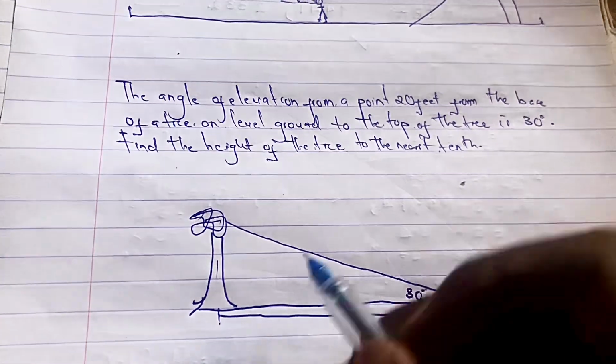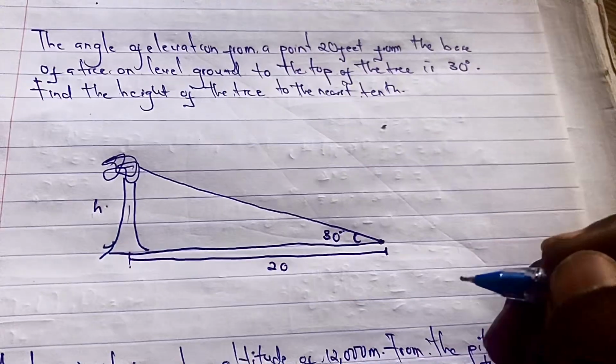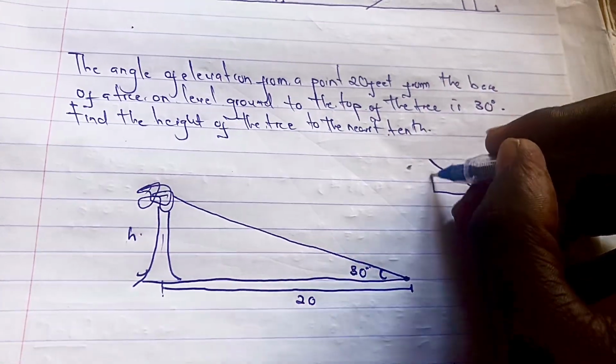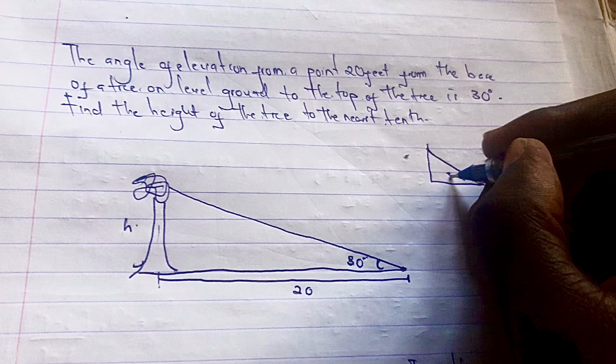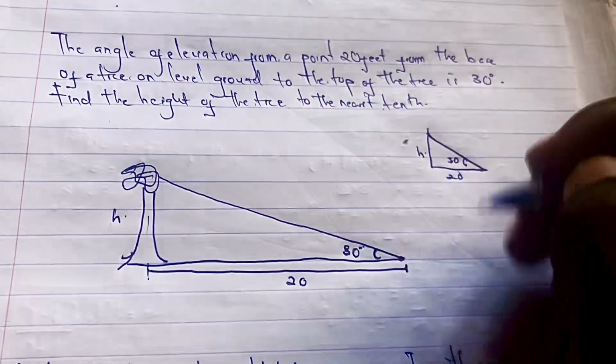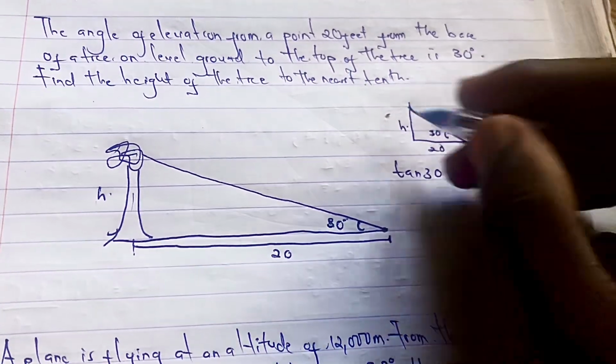So they actually now want us to find the height of the tree. Let the height of the tree be h. So this is actually a right angle triangle that looks like this. If you try to put it in simple terms, this is 30, this is 20, and this is h. What can we use to find this? We can use tan. So tan 30 equals the opposite.